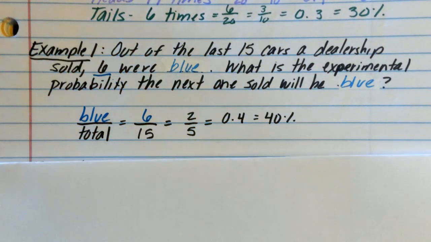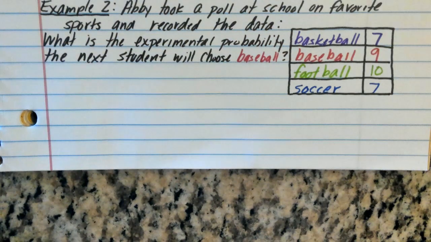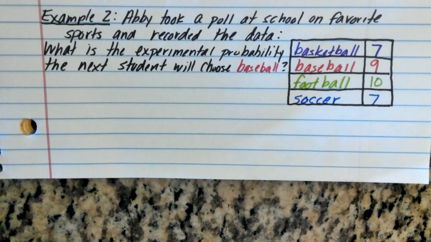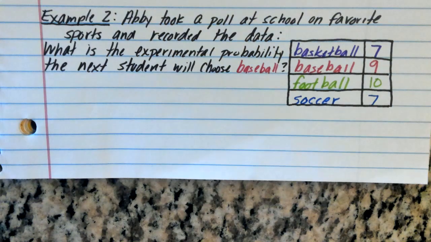Okay. The next one, we're going to look at a table. Example number 2. Abby took a poll at school on favorite sports and recorded the data. What is the experimental probability the next student will choose baseball? So make sure we pause, copy it all down, and here's all the data. Make sure we copy all that down. Use colors if you'd like to.